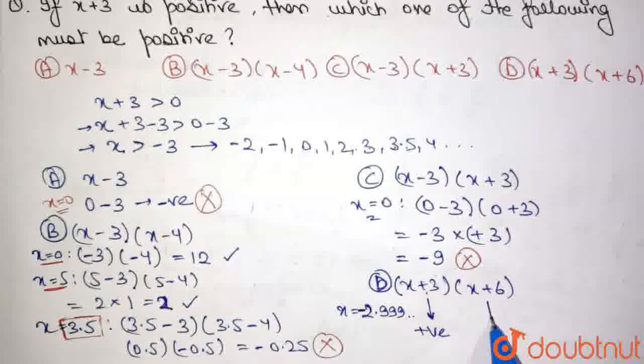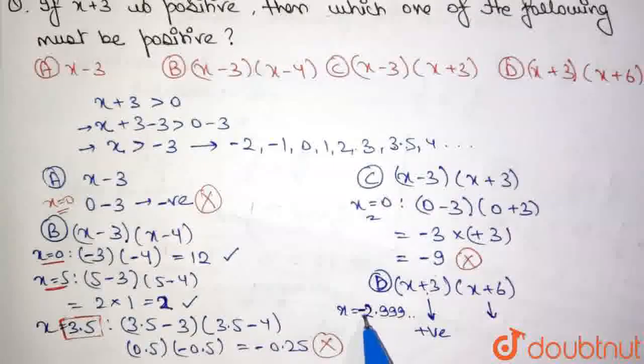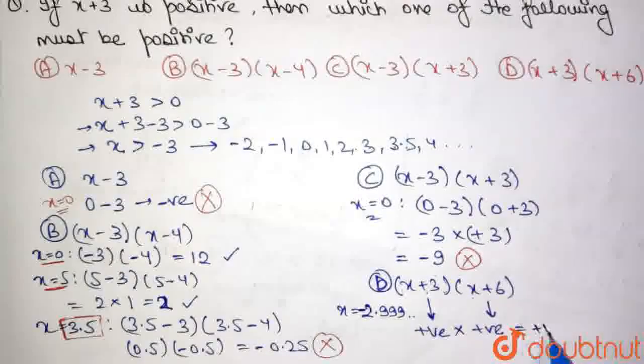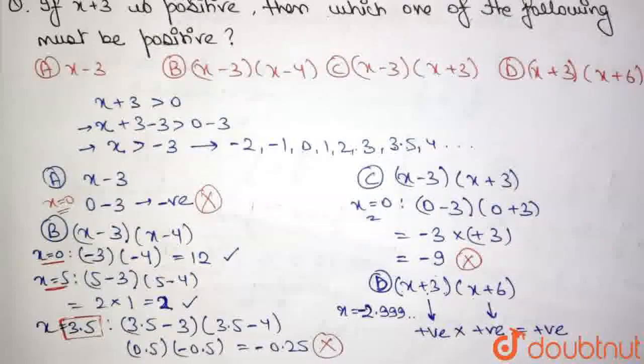And plus 6 is much larger than minus 2.999. So even if I add this value to 6, it is also going to be positive. So whatever may be the value of x, these two terms, that is x plus 3 and x plus 6, remain positive. And their multiplication is always going to be positive, since positive into positive is equal to positive. So the question stated, which one of the following must be positive?